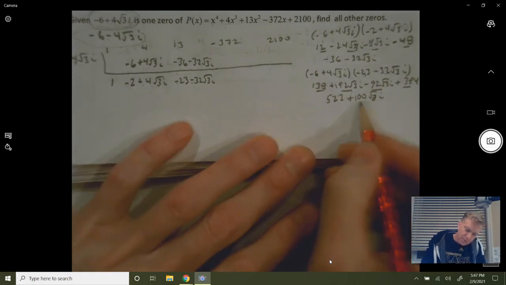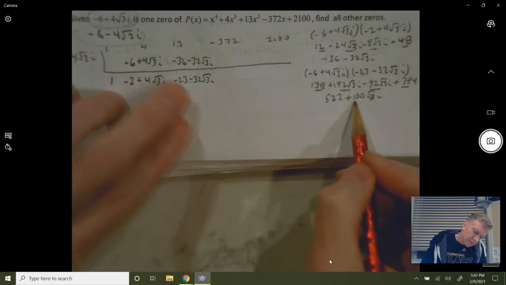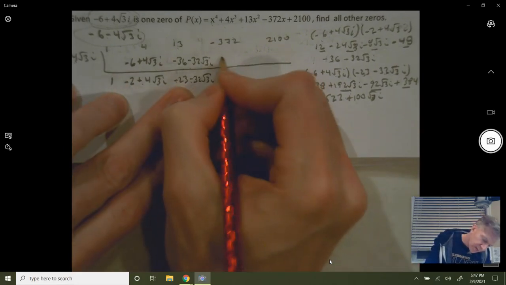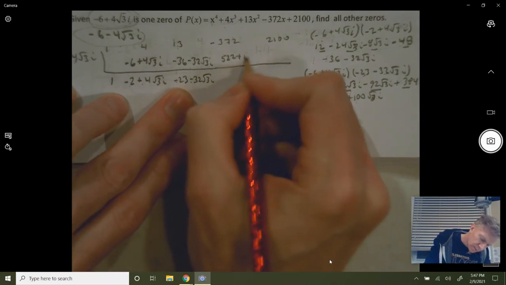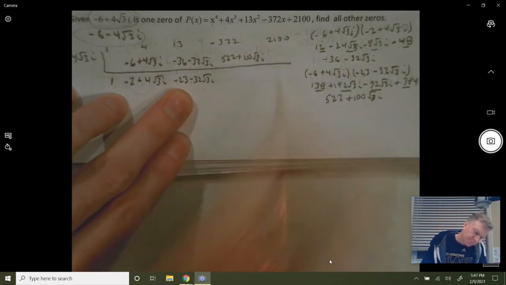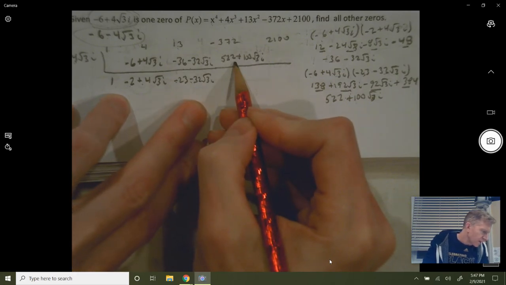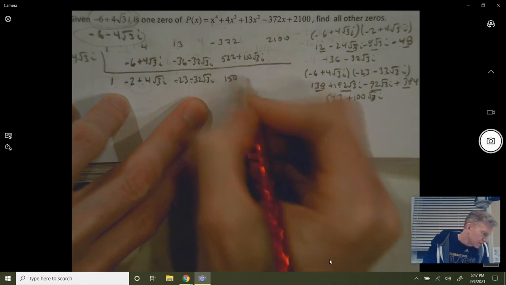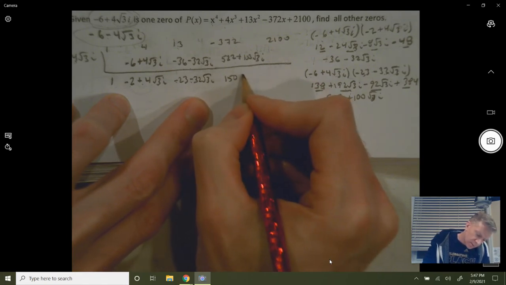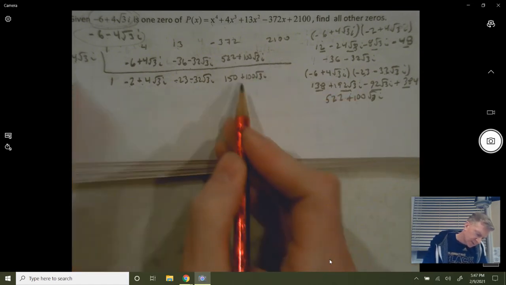So to multiply and add these numbers together, you can use your calculator. So that's going to go up here. 522 plus 100 rad 3i. Add that to this, and we're going to get 150 plus 100 rad 3i, and then this times this.